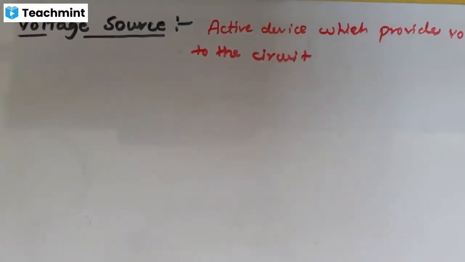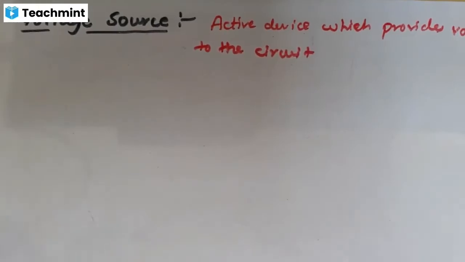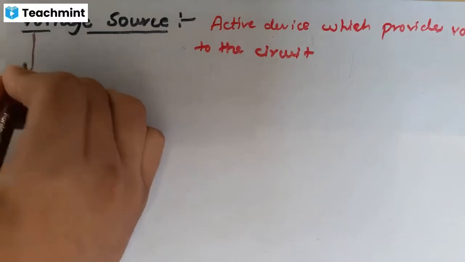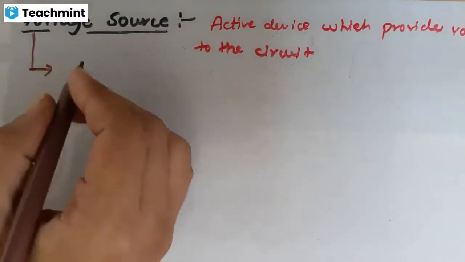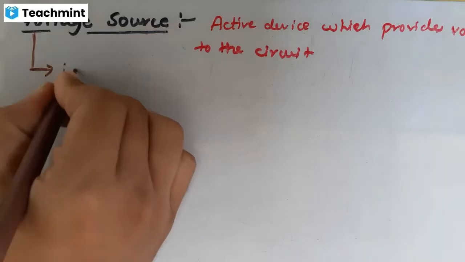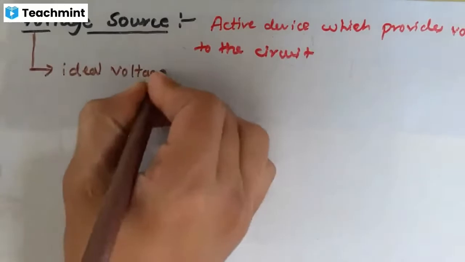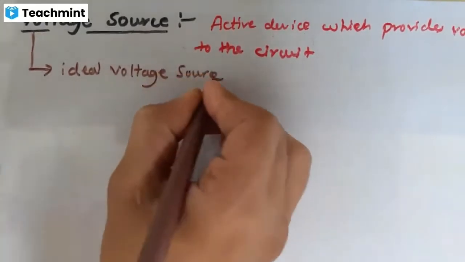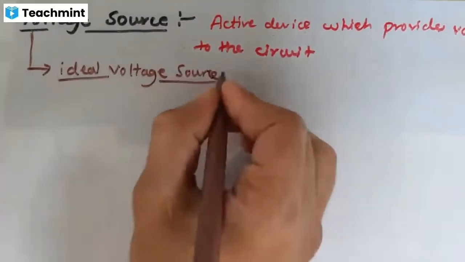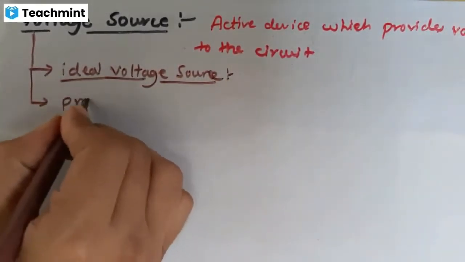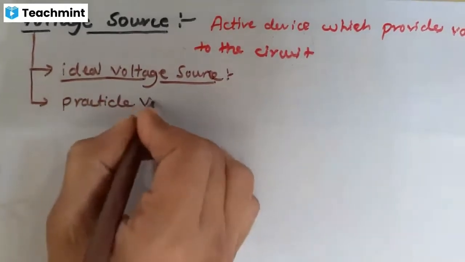So here actually we come across two kinds of voltage source. One is a practical voltage source, another one is an ideal voltage source. Let us study the ideal voltage source first. And the second one is the practical voltage source.